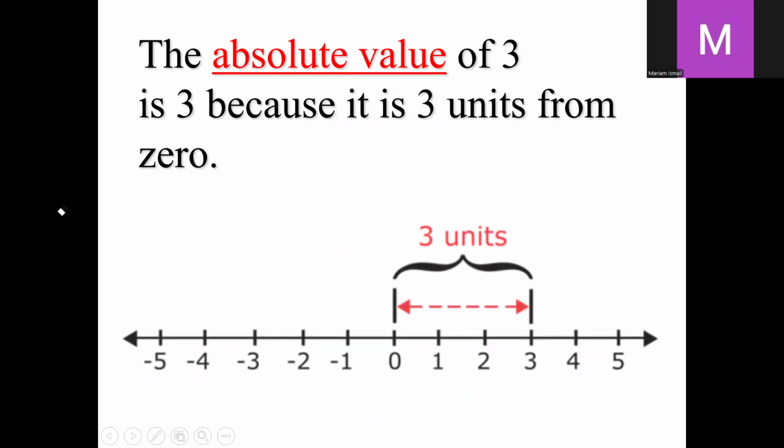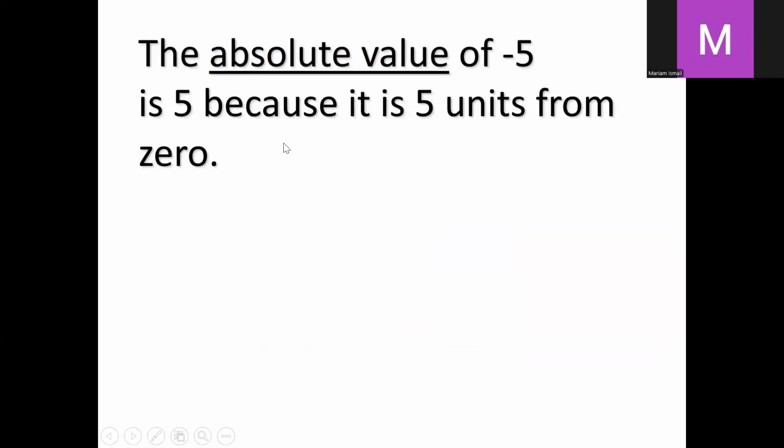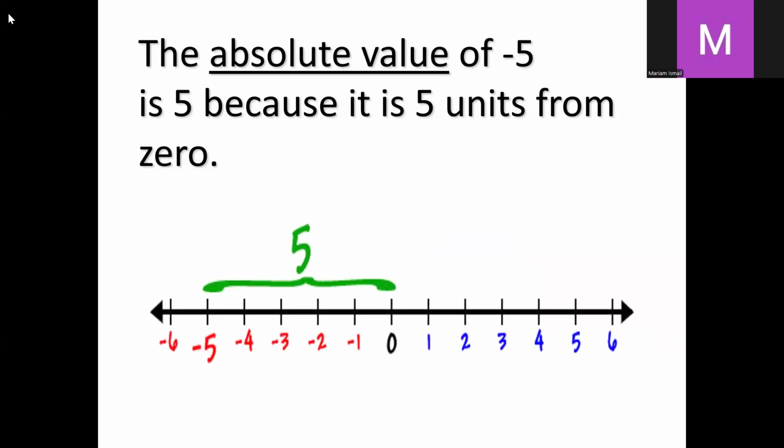How? On the x-axis, the distance between 3 and 0 is 3. So the absolute value of the number 3 is 3. Another example. I want to find here the absolute value of minus 5. I have to ask myself, what is the distance between minus 5 and the origin? Let's check here. The distance between minus 5 and the origin is 5. So the absolute value of minus 5 is 5.